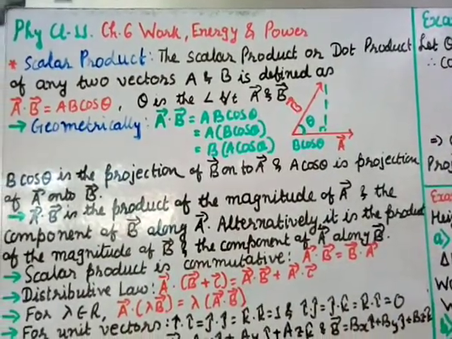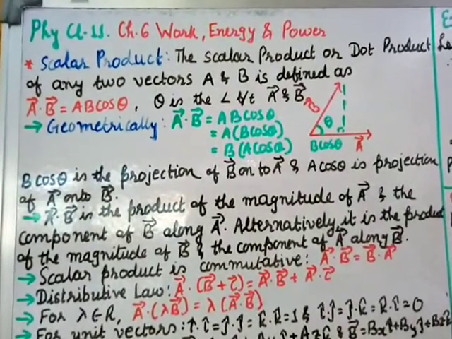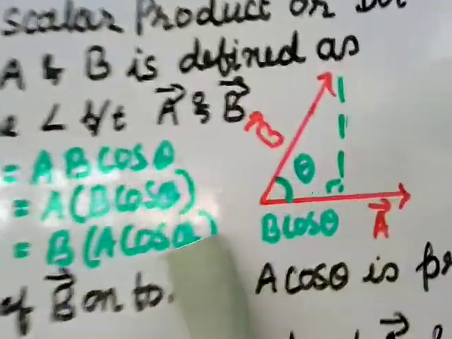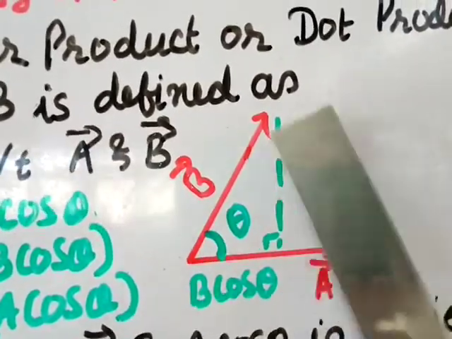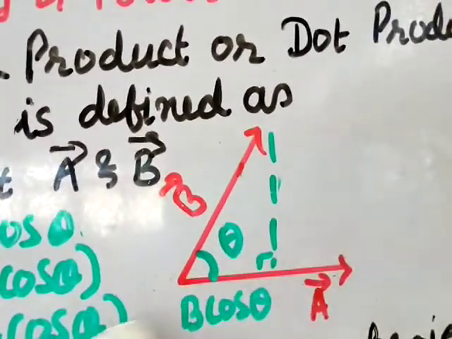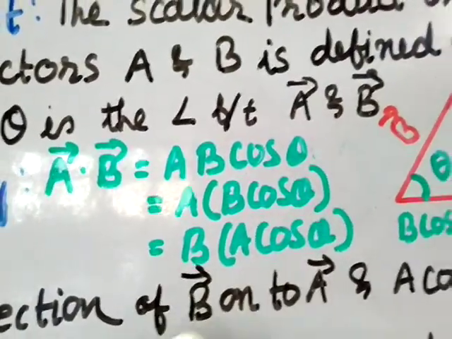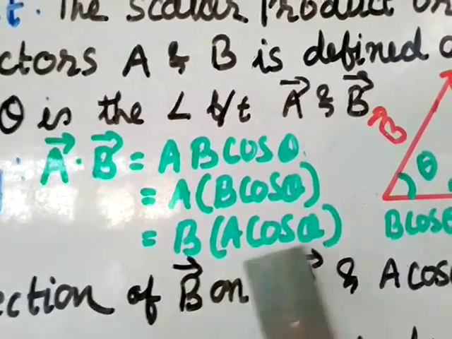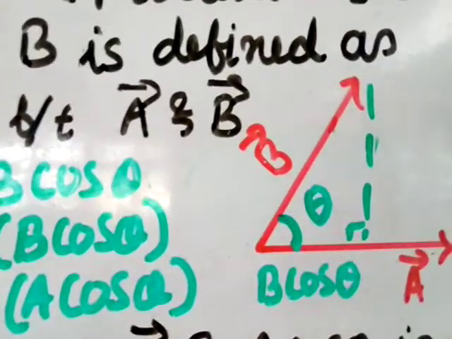So A dot B is, in another way we can say, the product of the magnitude of A and the component of B along A. Okay, so this is the magnitude of vector A and this B cos theta is the component of B along A. Okay, this way, AB cos theta. So B cos theta is the component of vector B along vector A, and A cos theta is the component of vector A along B. Okay, it will be over here. When you draw a perpendicular here, it will be over here, right?